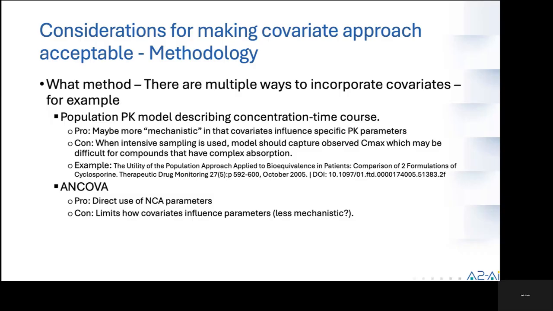First, one would also want to consider the methodology. There are actually multiple ways to incorporate covariates. One could use a population model to describe the concentration time course. The pro of that is it's a more mechanistic way to introduce covariates in the model. For example, you might put weight or some other covariate such as concomitant medications as an influence on clearance, because we know that's how it affects it.